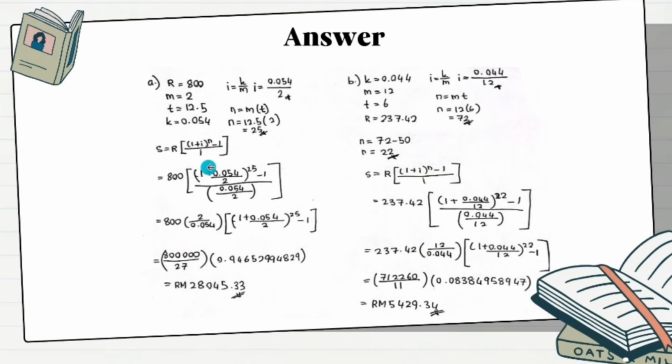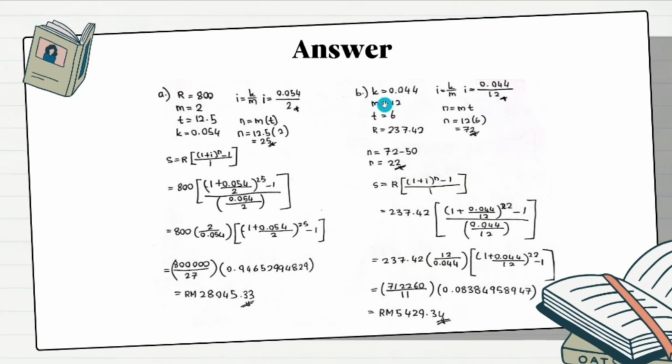So first we write the formula, which is future value, and then we put all of that into the formula. So 800 bracket 1 minus 0.054 divided by 2 and bracket square 25 minus 1, and then we divide all of that with 0.054 divided by 2. So we bring the down part 0.054 divided by 2 to the front, and then we count that, and we got the first one, and then we count the bracket and we got 0.9465, and then we multiple both of that and we get the answer.